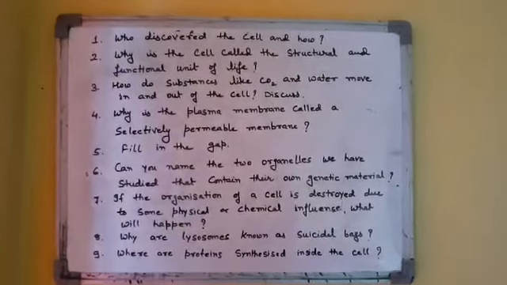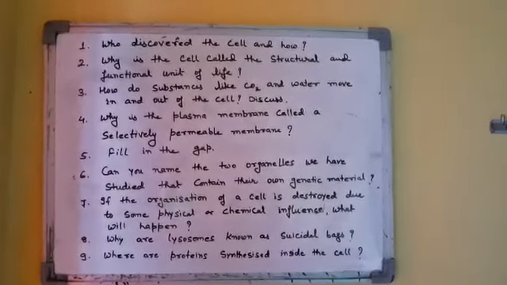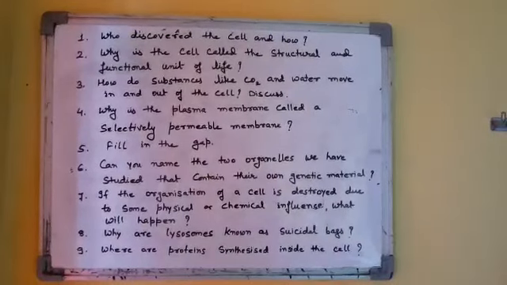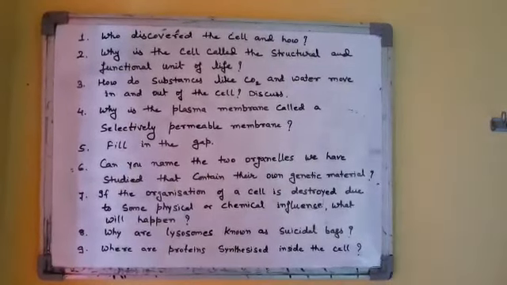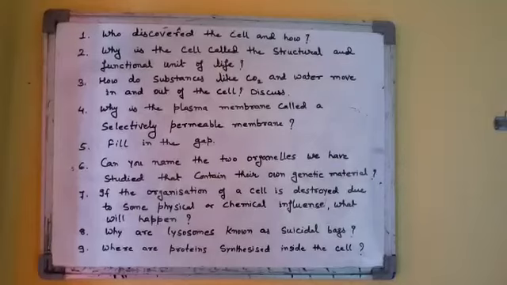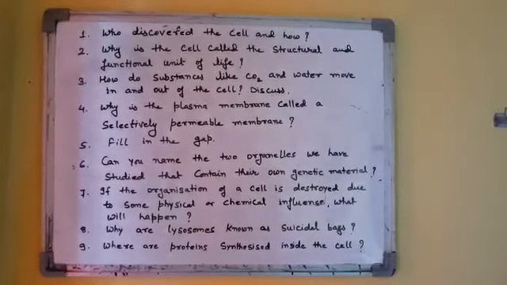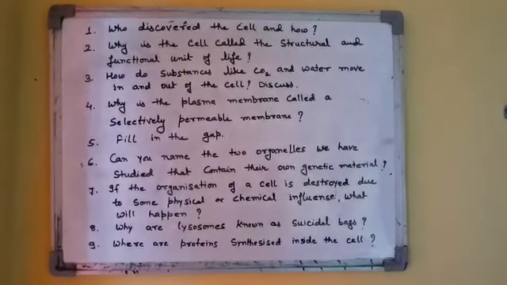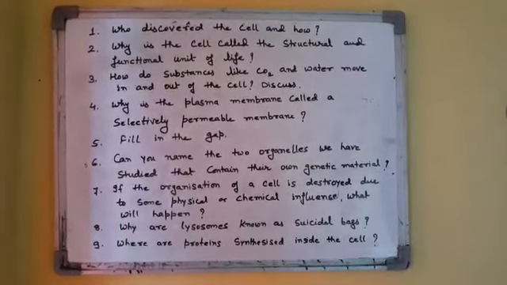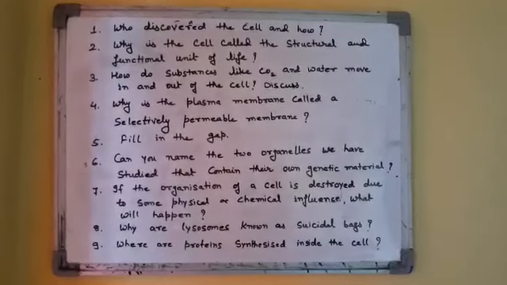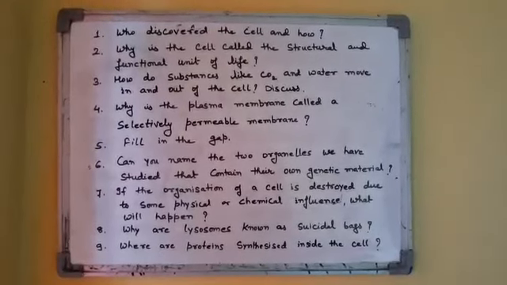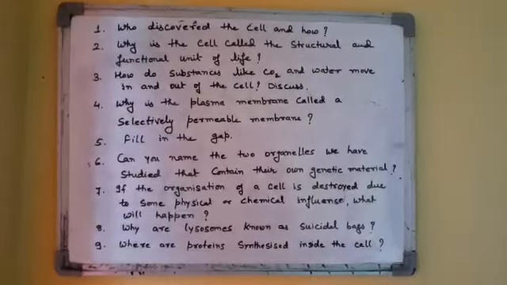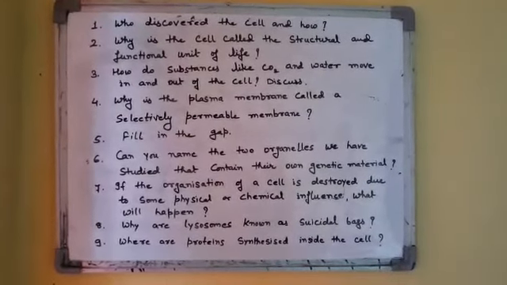questions. So let's start. The very first question given is, who discovered the cell and how? You have to name here the scientists who discovered the cell and the process. You know about that, you have studied it in class 8. So you will name the scientist and the process, how he discovered the cell, in which plant part he saw the cell, and what was the instrument used by him for that.